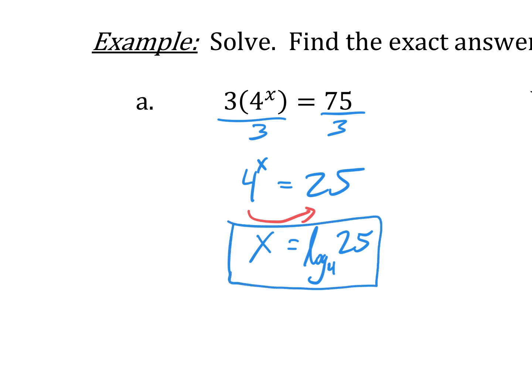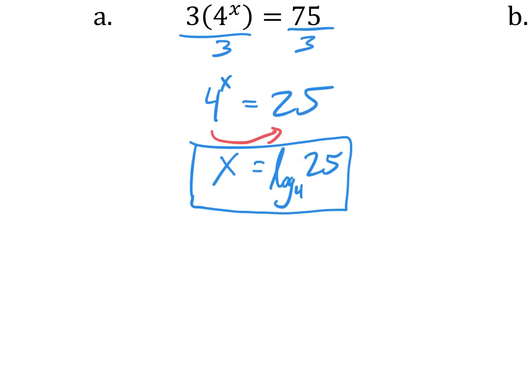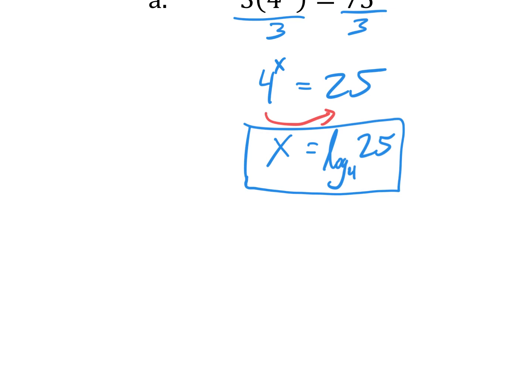So we took the exponential equation and changed it into its logarithmic form. Now if we want the decimal approximation, we go to our calculator, and we're going to have the natural log of 25 divided by the natural log of 4.